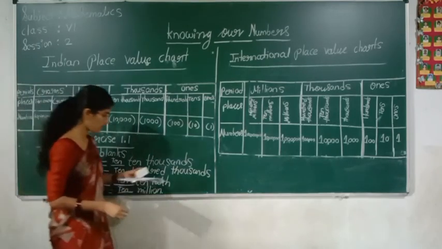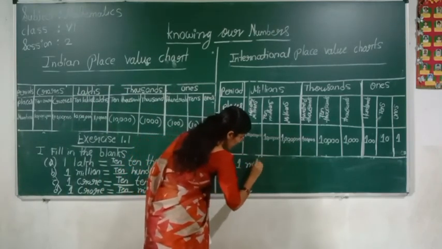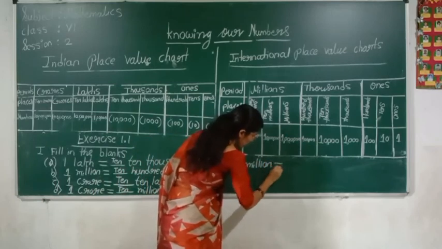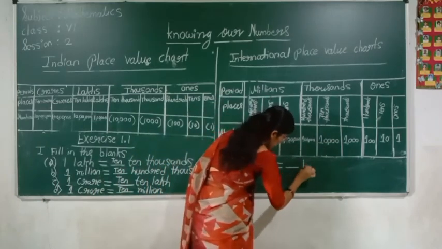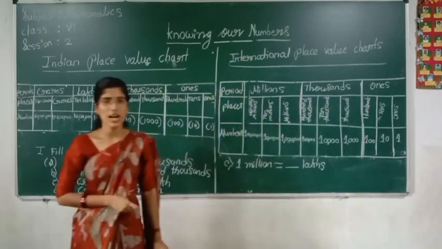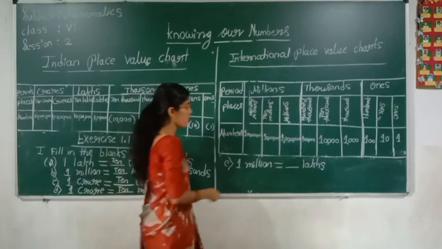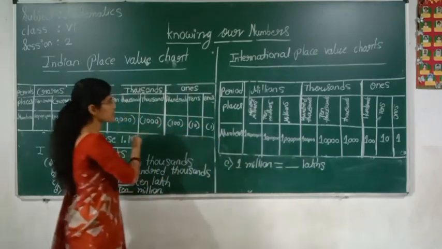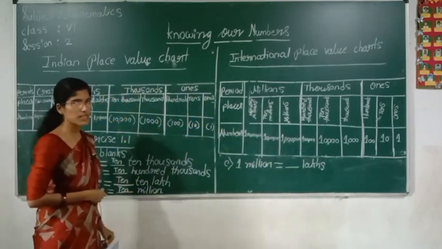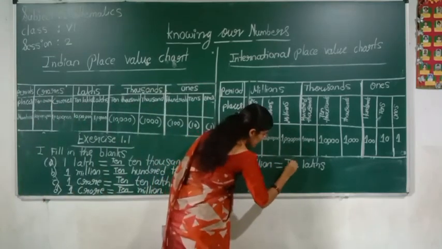So the last part they have given is: 1 million is equal to dash lakh. So you can see the place value chart and tell that 1 million is equal to how many lakhs. Here the Indian place value chart and the international place value chart are there. What is the answer? It is 10.